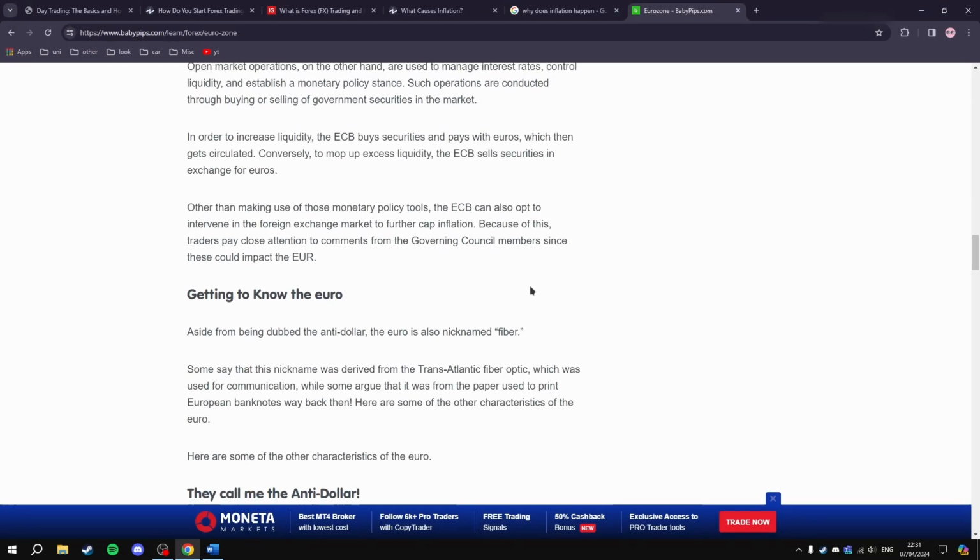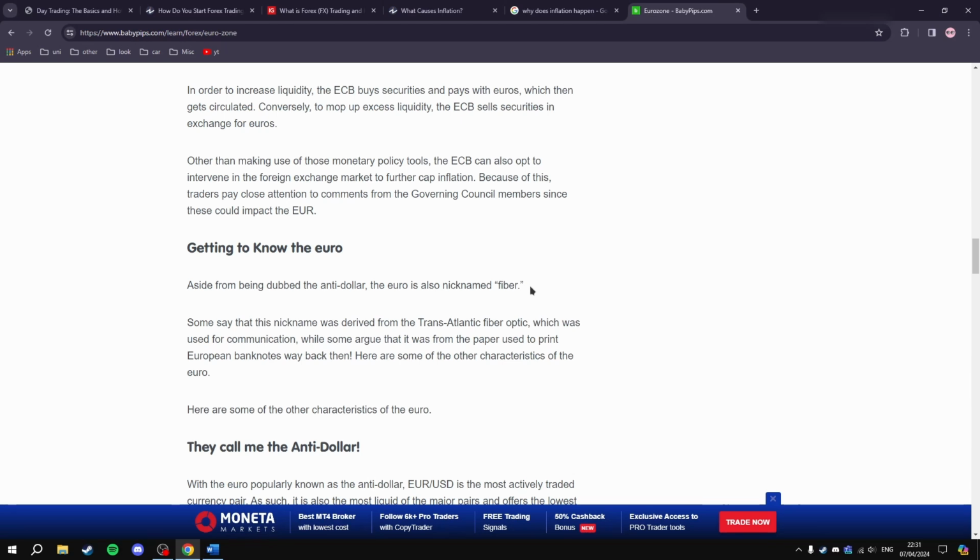In order to increase liquidity, the ECB buys securities and pays with euros, which then gets circulated. Conversely, to mop up excess liquidity, the ECB sells securities in exchange for euros.